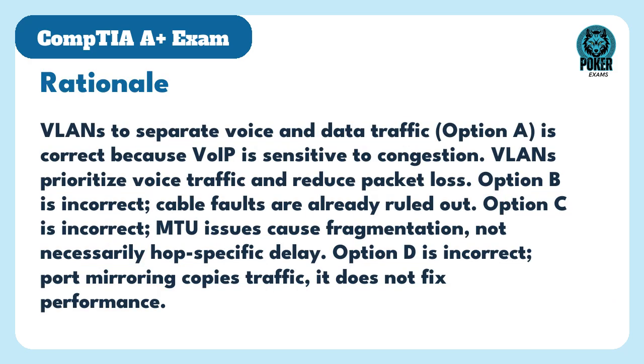Rationale. VLANs to separate voice and data traffic, option A, is correct because VoIP is sensitive to congestion. VLANs prioritize voice traffic and reduce packet loss. Option B is incorrect. Cable faults are already ruled out. Option C is incorrect. MTU issues cause fragmentation, not necessarily hop-specific delay. Option D is incorrect. Port mirroring copies traffic, it does not fix performance.